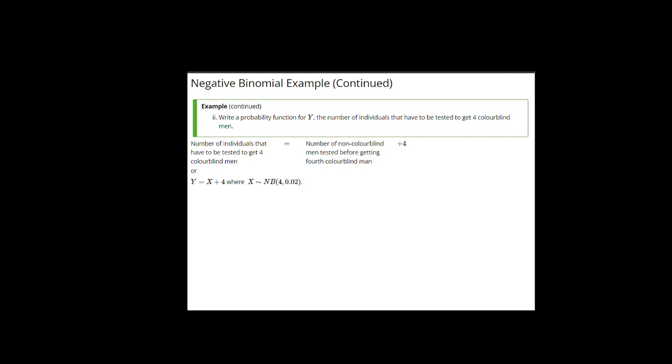And we know the probability function for X. So the probability Y takes the value little y is the same as the probability X takes the value y minus 4. And in this case, of course, y minus 4 must be greater than or equal to 0. And if I put that into the probability function for a negative binomial, I obtain y minus 1 choose y minus 4, 0.02 to the power 4, 0.98 to the power y minus 4, for y equals 4, 5, 6, and so on.